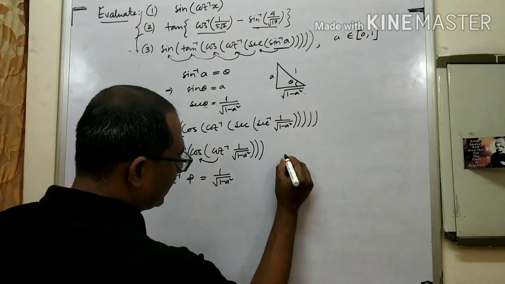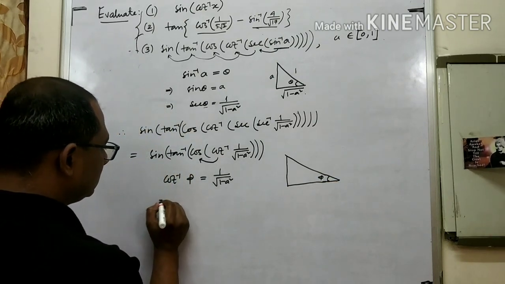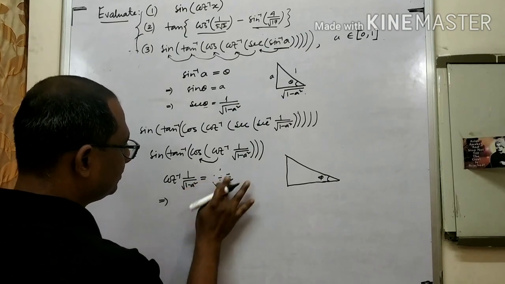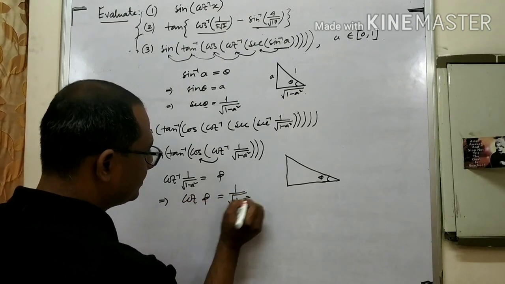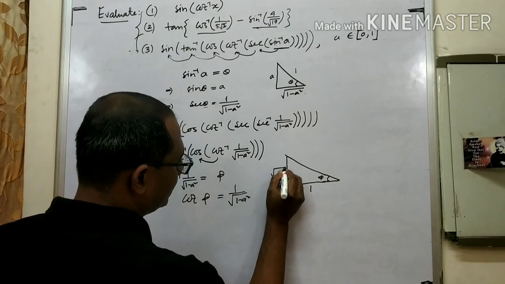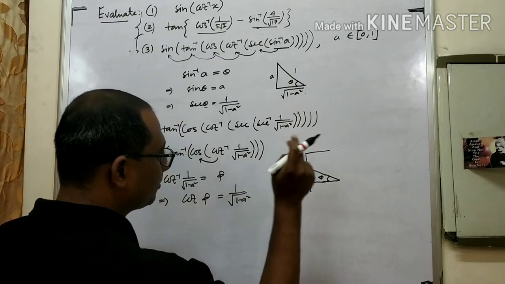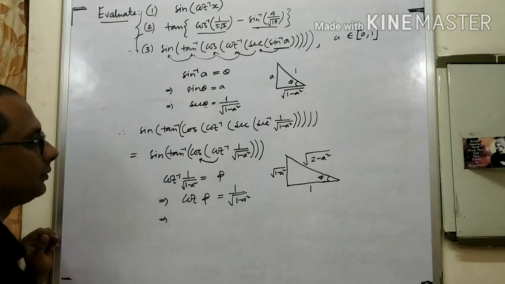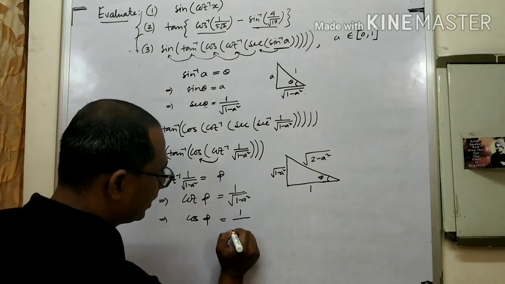So again we'll consider one right angle triangle with angle phi, so that cot phi equals 1 by root over 1 minus A square. The cot is the ratio between base and perpendicular. And the hypotenuse will come as the square root of the sum of squares: 1 plus the square of 1 by root over 1 minus A square, that is 2 minus A square. So what I need is cos, so cos phi is base by hypotenuse, so 1 by root over 2 minus A square.